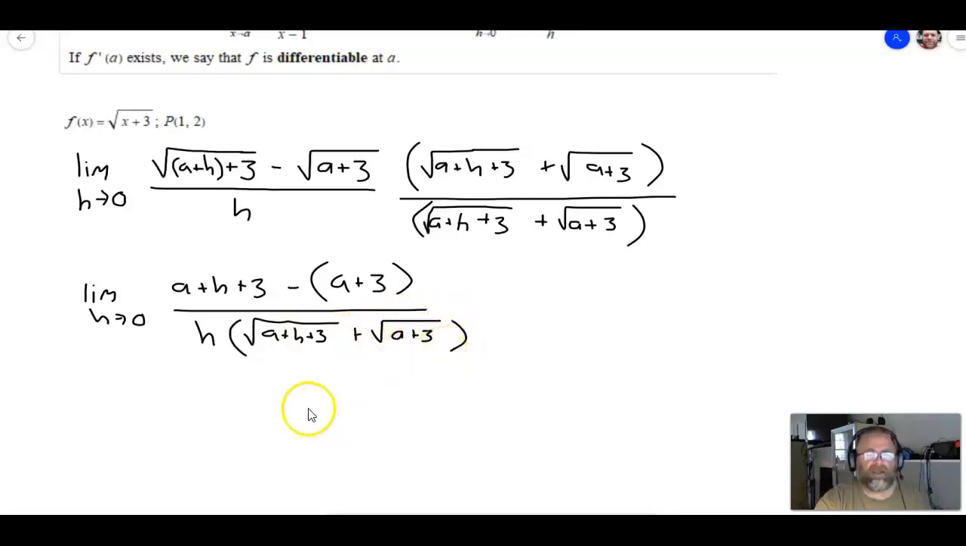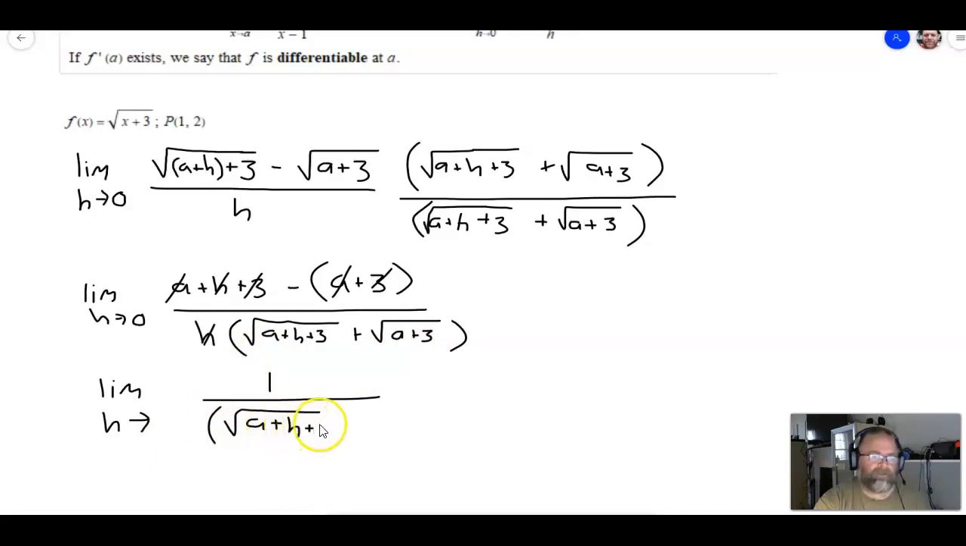All right, so let's see what happens here. The a's are going to cancel out here because that's a plus a and a minus a. This is going to be a plus 3, and once we distribute this negative, that's going to be a minus 3, so those will cancel out. So all I have left on the top is an h, and I have an h factor on the bottom as well. So both of those will cancel out as well. So what I'm going to be left with is just a 1 on the top, and on the bottom will be this thing here. So that's square root of a plus h plus 3 plus the square root of a plus 3.